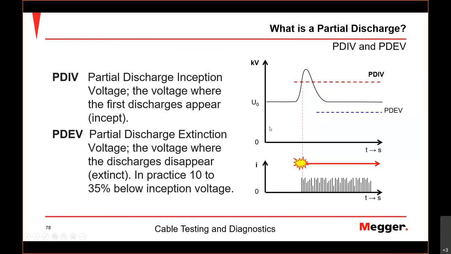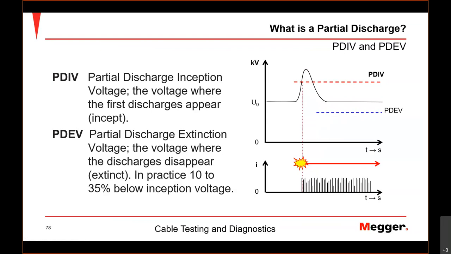Another problem would be this one. Your voltage goes up to the inception voltage, goes back to normal, and never reaches the level of extinction voltage. That means it starts, you have inception, and it never stops again. And that is bad, because then you should consider it as having partial discharge always. You'll always have some kind of little switching or something that starts partial discharge, which means you permanently have partial discharge on the cable.